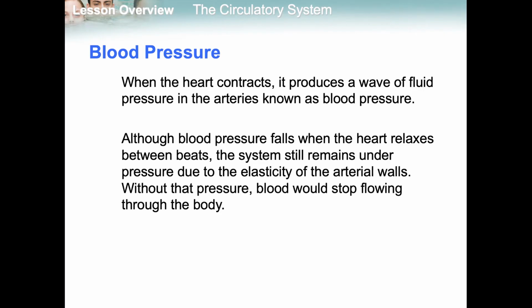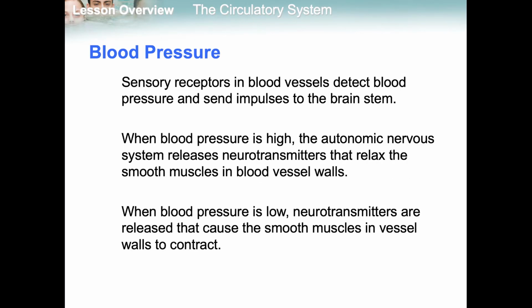If your body wants higher blood pressure, then your brain's going to send an impulse telling your body to tighten up. So it's going to tell the arteries to toughen up and get stronger, and that's going to allow more blood pressure. And then if it wants your blood pressure to drop, it's going to do the opposite. It's going to loosen up.